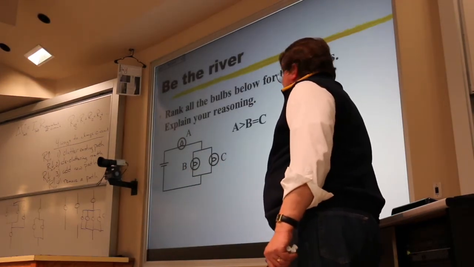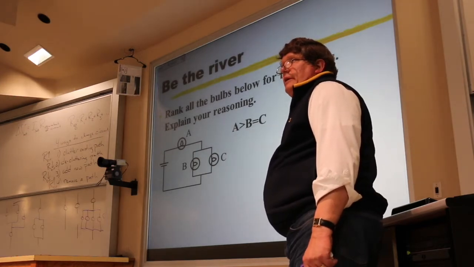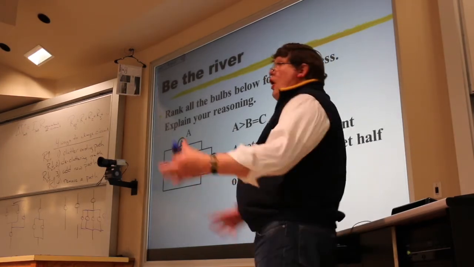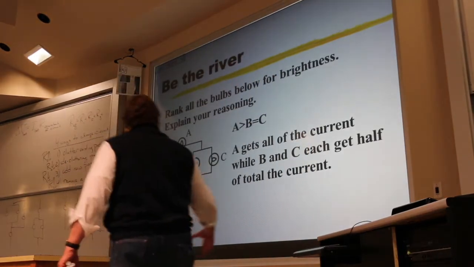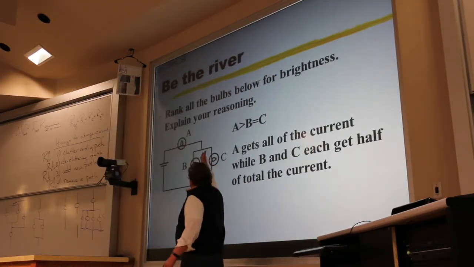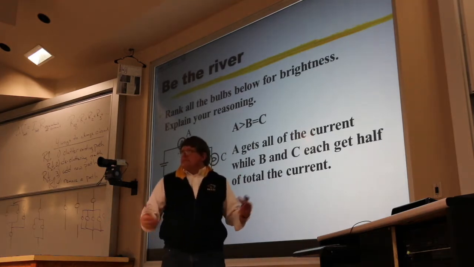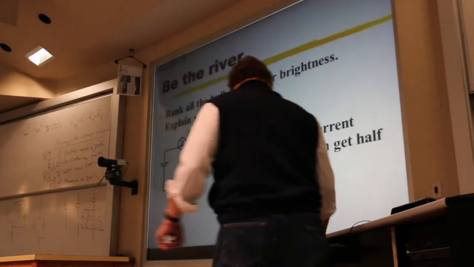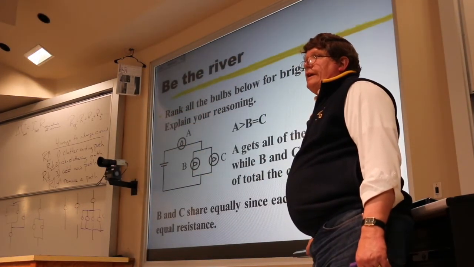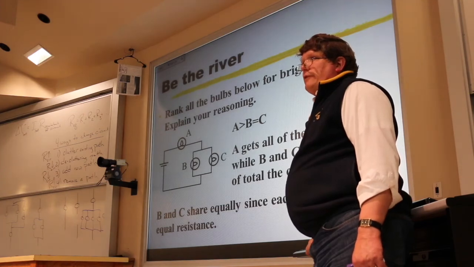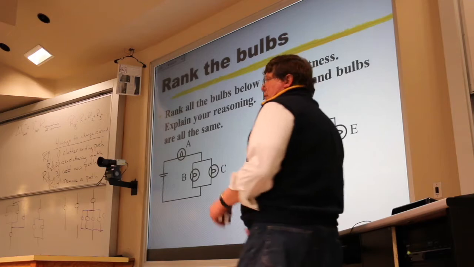I would rank A as the brightest and B equal to C as the dimmest. Why? Because all the current that goes through the battery goes through A, and then that river comes here and sees two branches that look the same, that are identical. And so the current has no reason to choose one over the other. It splits 50-50. Okay? Now, what about these two circuits?